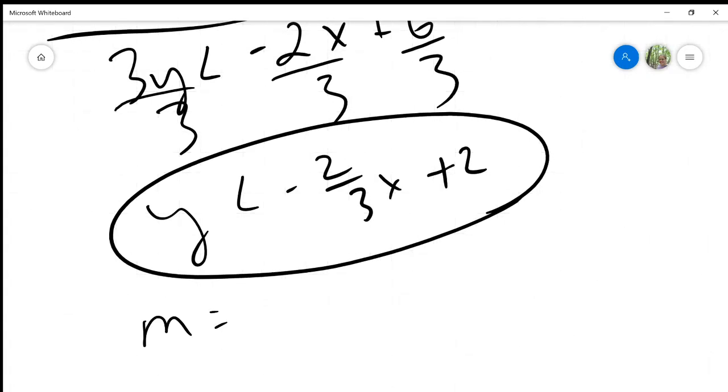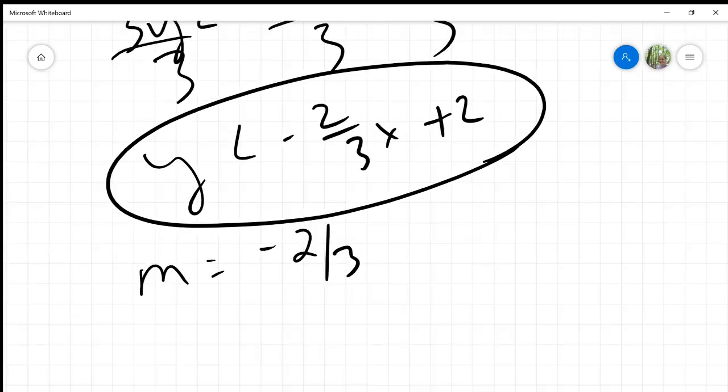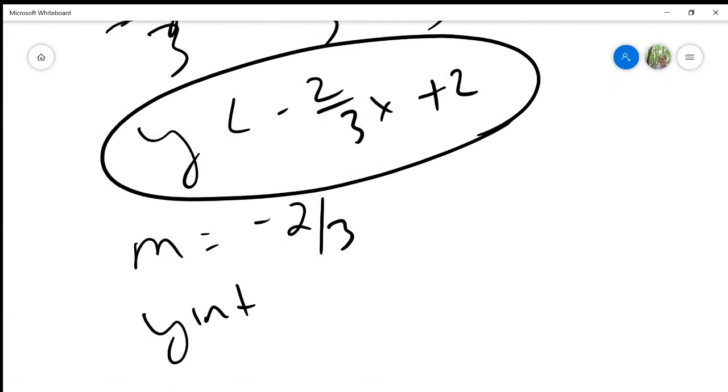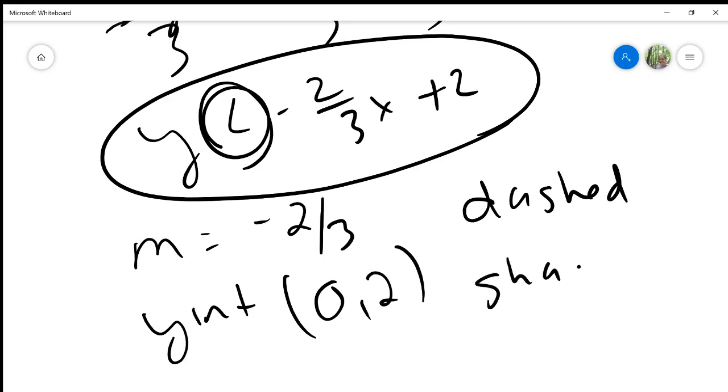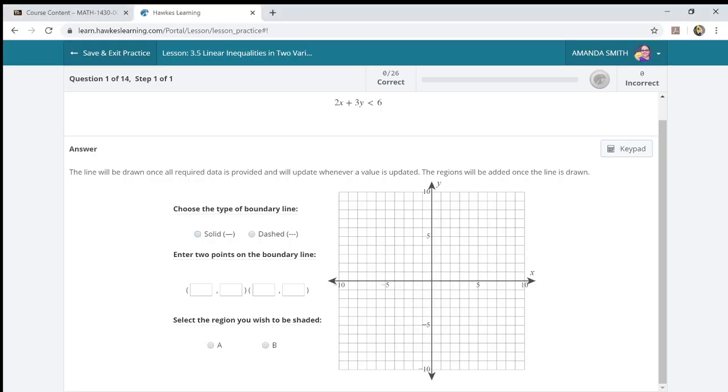My slope in this instance is negative 2/3. My y-intercept, remember to write that as a point, is 0, 2. Because this inequality symbol is just a single symbol, this will be a dashed line. And since we read this as y is less than, we will shade below. And so now we have all the information that we need, and we will go back and type this answer into Hawks the correct way.